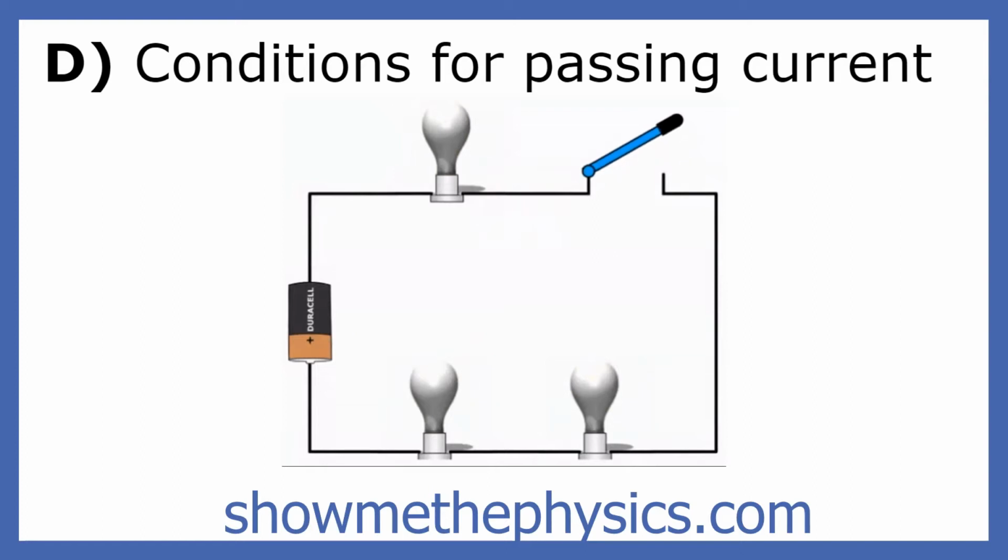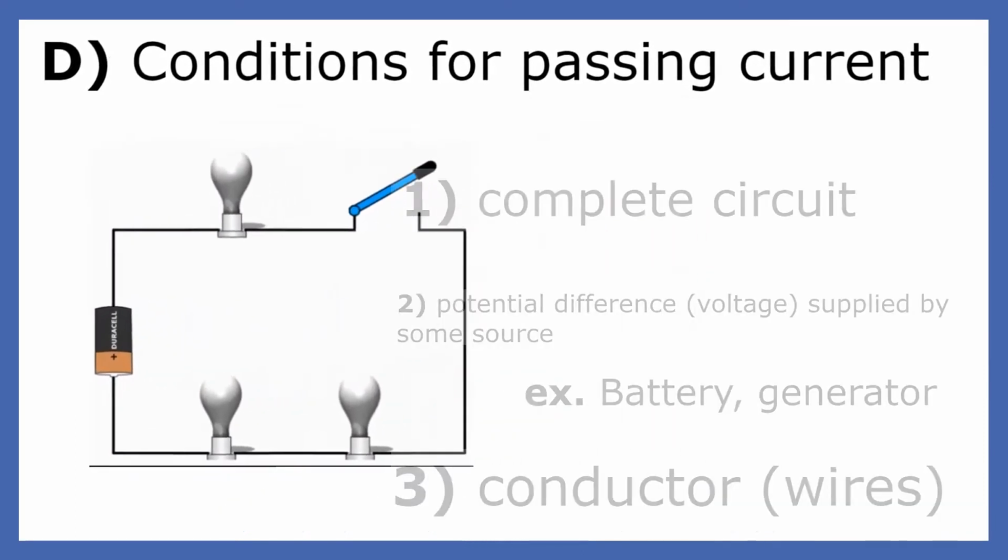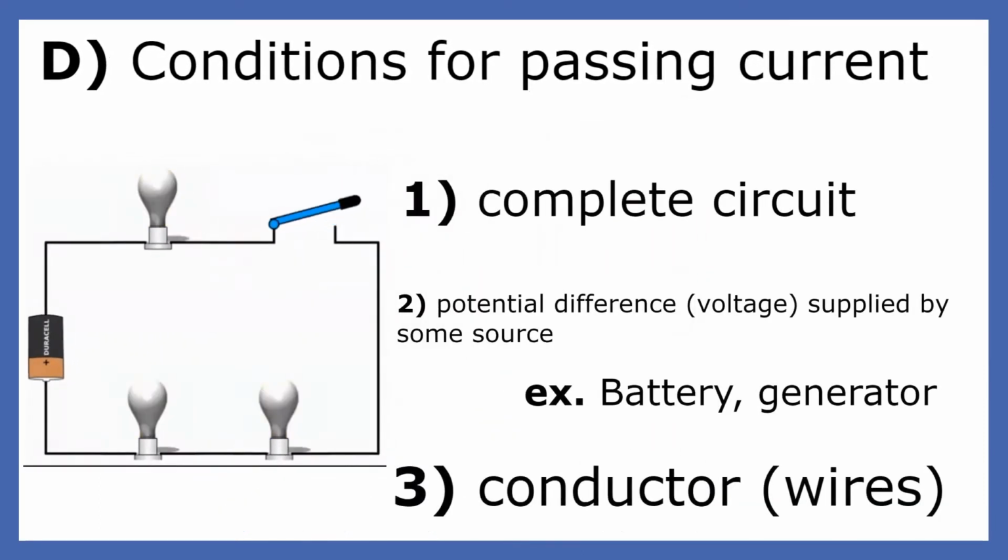Every electrical circuit contains a voltage source, a closed loop of wire with a lot of mobile electrons, and something in the circuit that turns the electrical energy to some other form of energy. Let's go over it again.